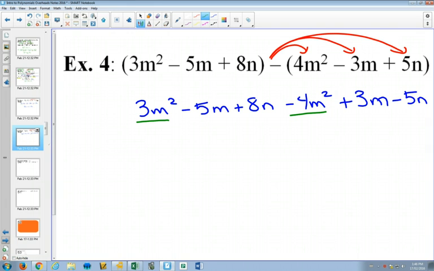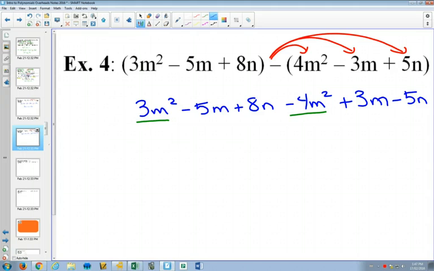The negative 4m squared. What about the 5m? 3m. And the 3m. Are those like terms with it as well? No. In order for it to be like terms, it has to have the same variable with the same exponents. So these two, there would have to be, if there was a little 2 here, then we'd underline this one as well. But since that 2 doesn't stick, it goes away, it can't be with that. So these two are the same.